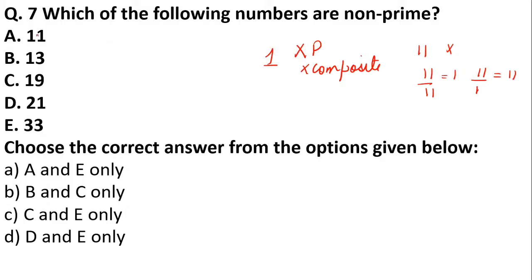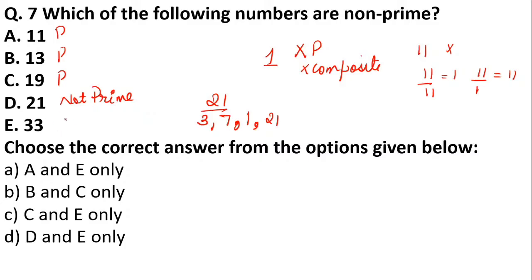Is 13 a prime number? Yes, 13 is a prime number. Is 19 a prime number? Yes, it is a prime number. Is 21 a prime number? No, it's not prime. Why? Because 21 can be divided by 3, it can be divided by 7, it can be divided by 1, and it can also be divided by 21. So you see how it can be divided by so many numbers.